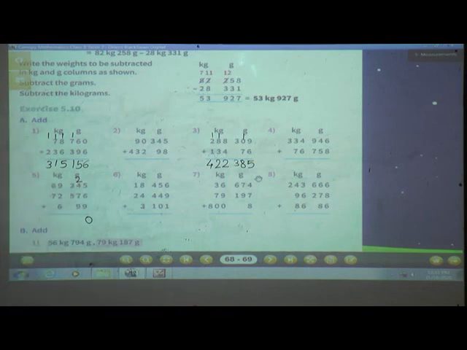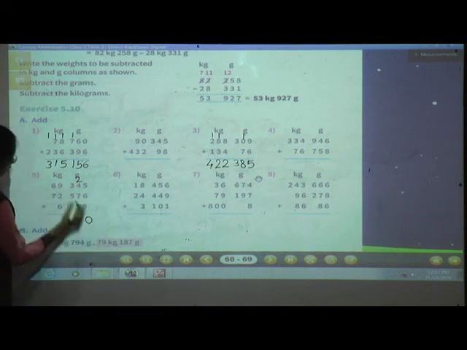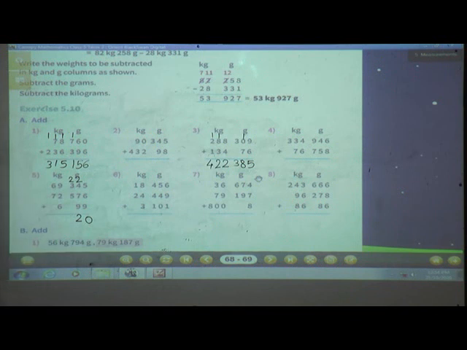Then next column. 2 plus 4, 6. 6 plus 7, 13. 13 plus 9, yes, 22. So write here 2 and give 2 as a carry. Then 2 plus 3, 5. 5 plus 5, 10. So what will you write here? 0 and we will give 1 carry.